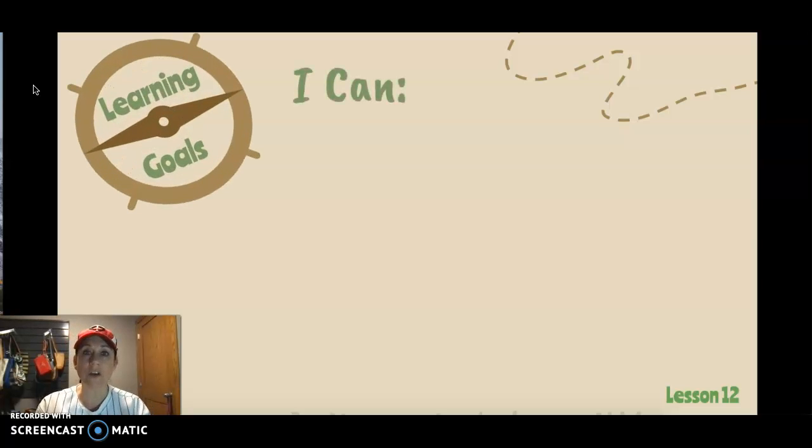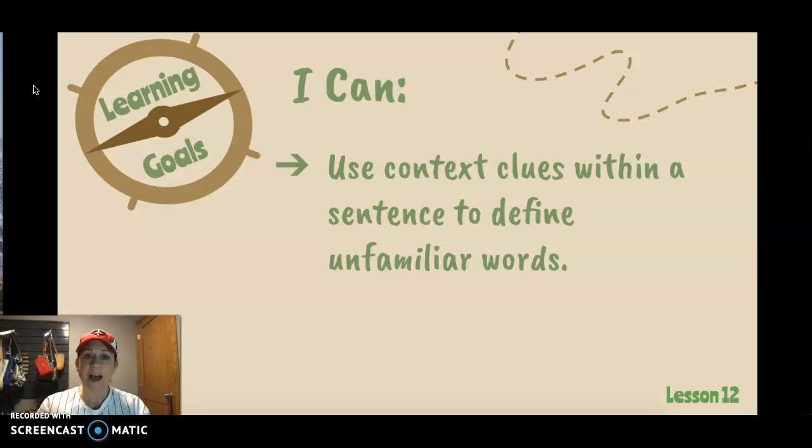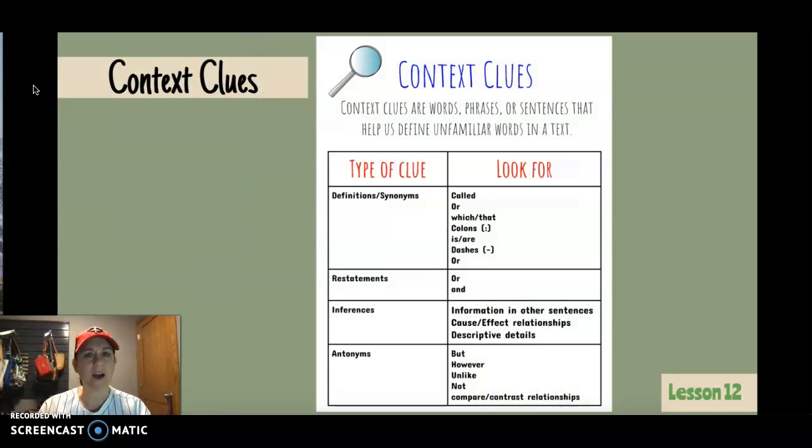Okay, so our learning goal today is: I can use context clues within a sentence to define unfamiliar words. Awesome! All right, remember context clues. We've talked about this. We talk about it all the time. Every unit we talk about it. It's awesome. They're words, phrases, or sentences that help us define unfamiliar words in a text. Remember when I'm always telling you to circle unfamiliar words and then the vocabulary words as well? We're going to use context clues to find out how we can find the definition of words we don't know.